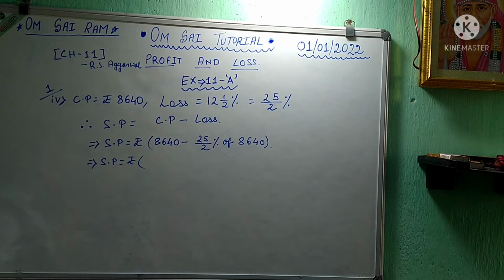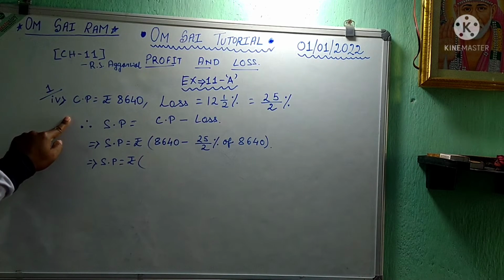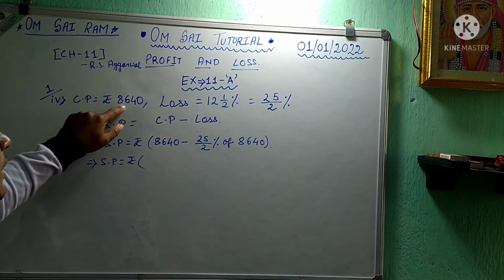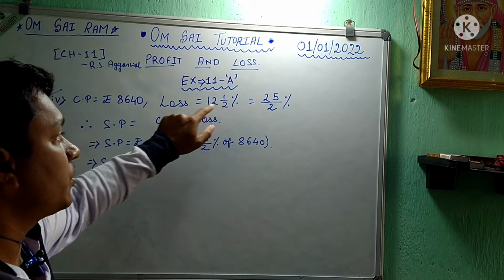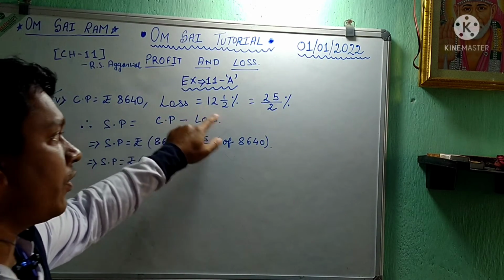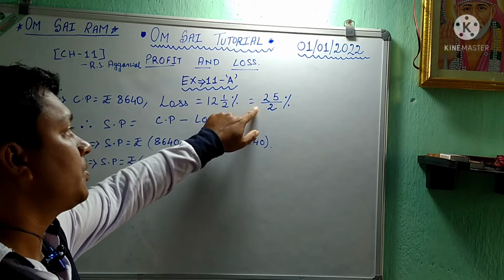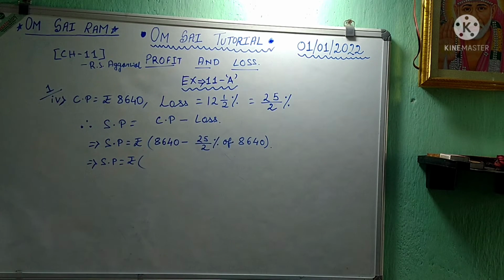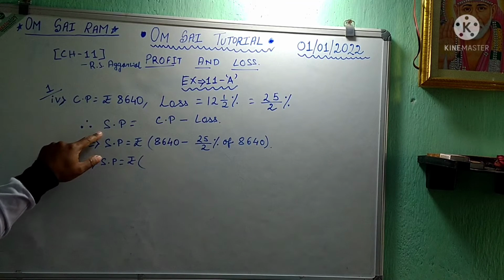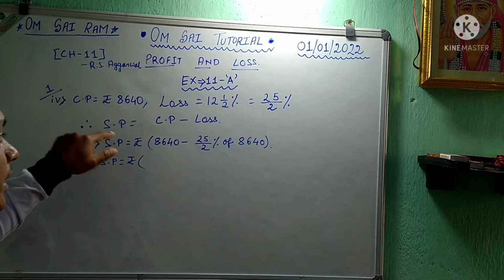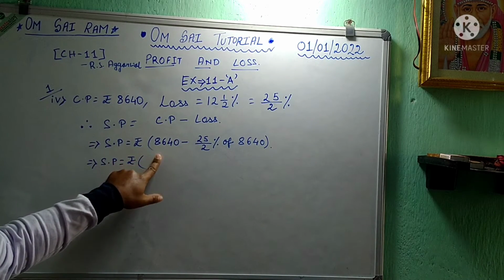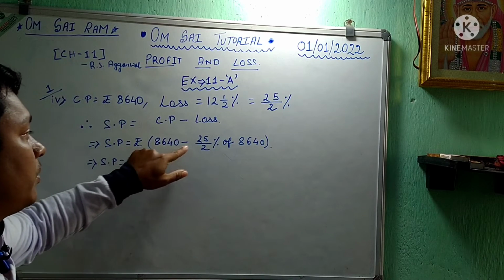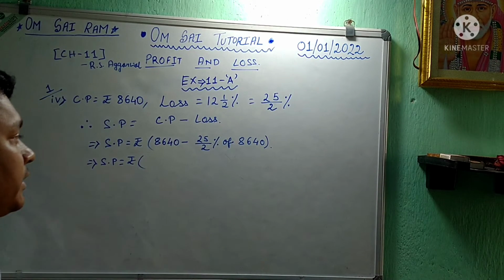Now we will see how we can solve a sum which has a loss percentage. Here it is given that the cost price is 8640 and it has incurred a loss of 12 1 by 2%. As it is given in a mixed fraction, I have already converted it into an improper fraction, which is 25 by 2%. As we know, the formula for calculating the selling price here is CP minus loss, and here also I have substituted the values. So 8640 minus 25 by 2% of 8640.